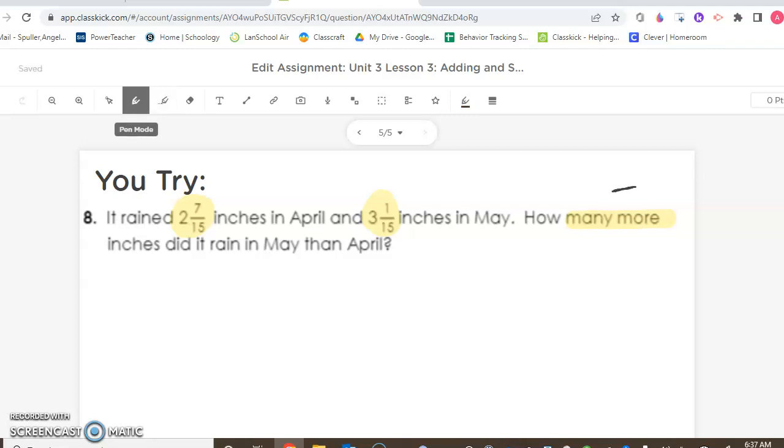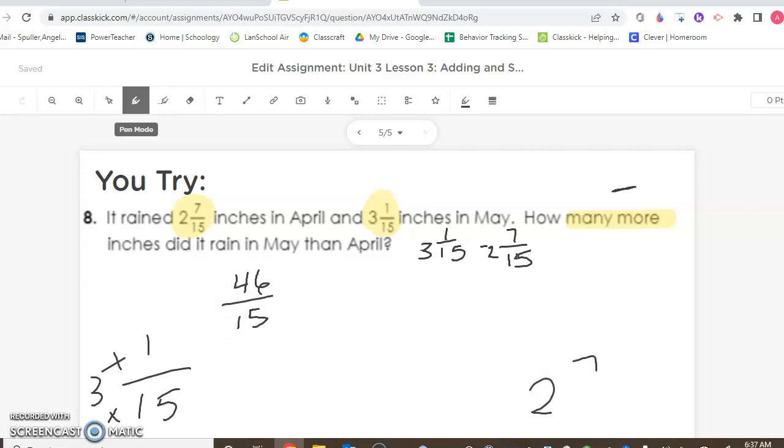And it says May, so I'm going to do 3 1/15 minus 2 7/15. There we go. Let me get that right. Okay, gonna again make it an improper fraction. 3 times 15 is 45 plus 1 is 46 over 15.